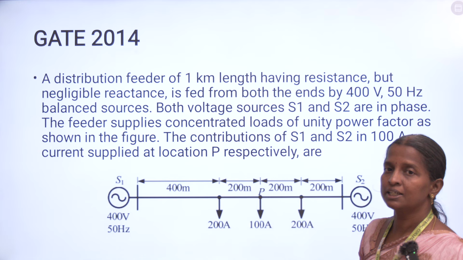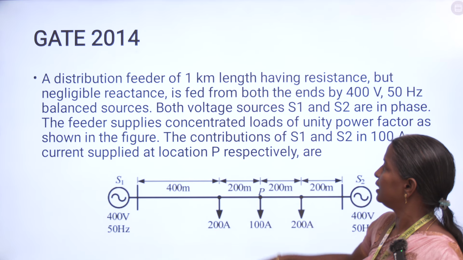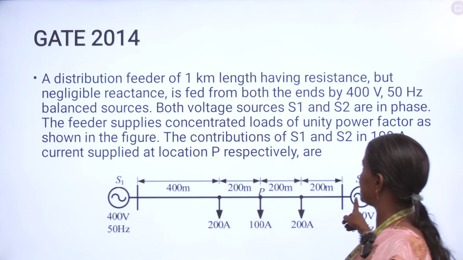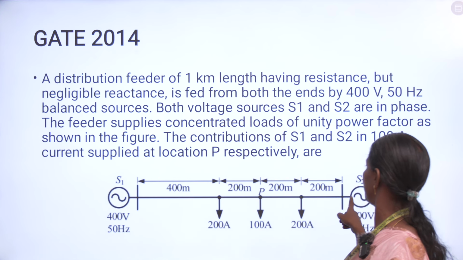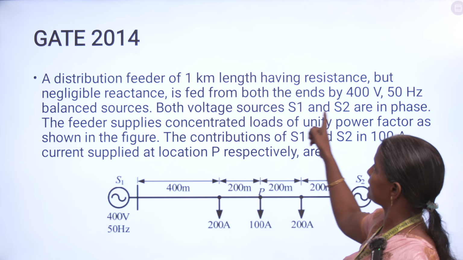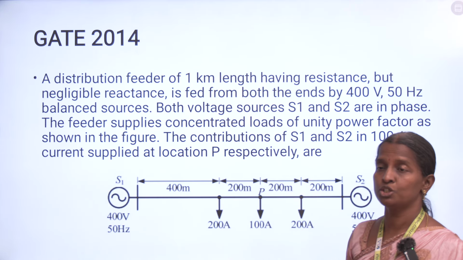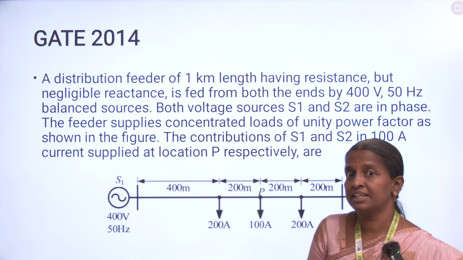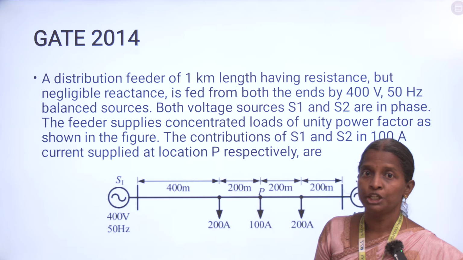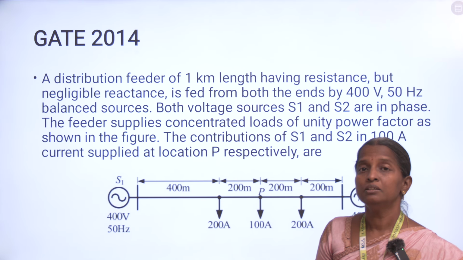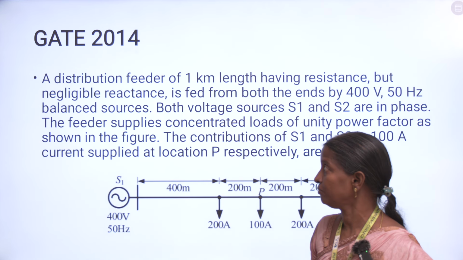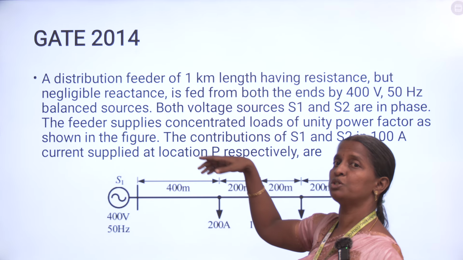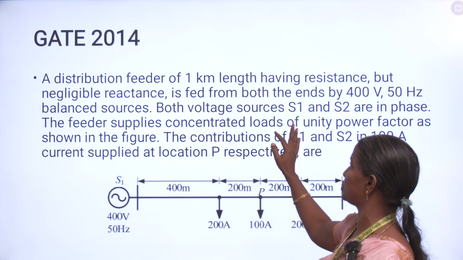And the next question is GATE 2014. A DC distributor of 1 kilometer length. This total length is 1 kilometer, having a resistance but negligible reactance. This is also very important. If you have a resistance and also reactance, you have to use the impedance, not the resistance. Impedance means resistance plus or minus jX, that is reactance. Here, negligible reactance means you can omit the imaginary part, only the resistance you have to take.